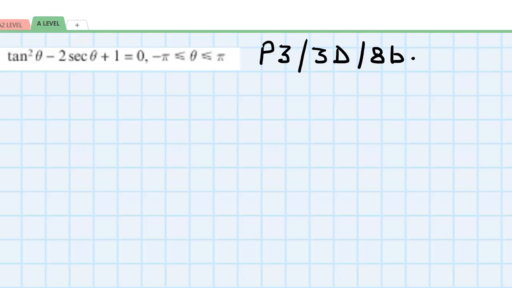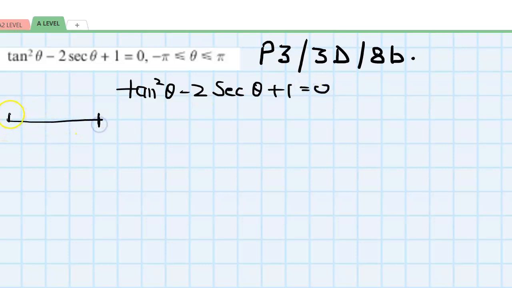This is exercise 3D of P3, question 8b. The question is tan square theta minus 2 sec theta plus 1 is equal to 0. The value of theta is from negative pi to pi.